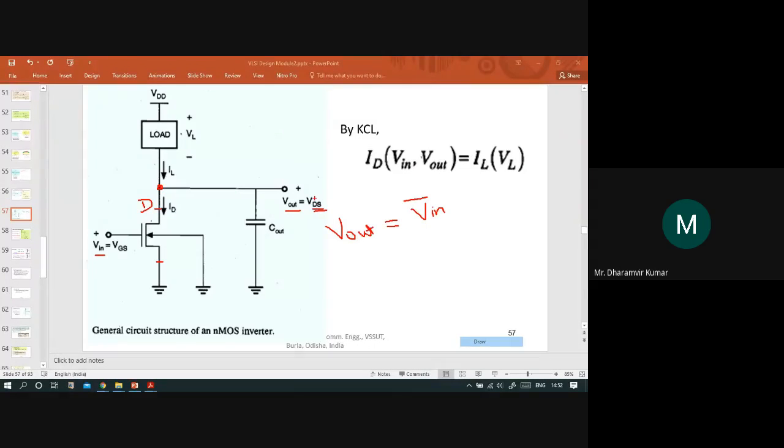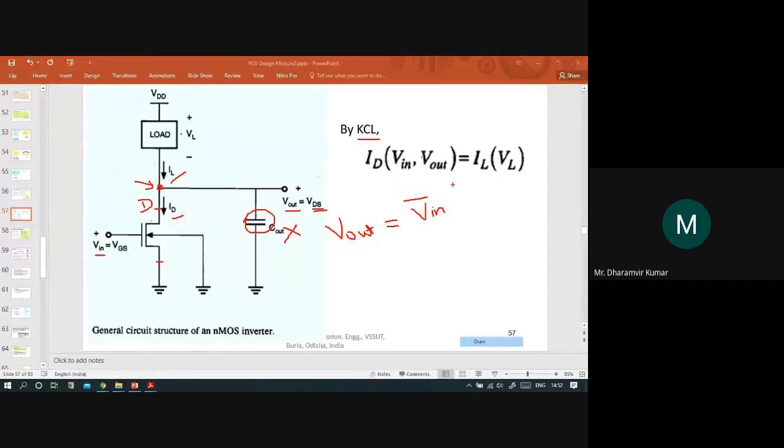One point to be noted is that we can apply KCL, Kirchhoff's current law, here. Since we are neglecting the Cout capacitance for the static characteristic, we will not take into account the current flowing through this capacitor. The only branch visible in this inverter is this branch. If I apply KCL at this node, by KCL the input current should be equal to the outgoing current, so we can write that IL is equal to ID.